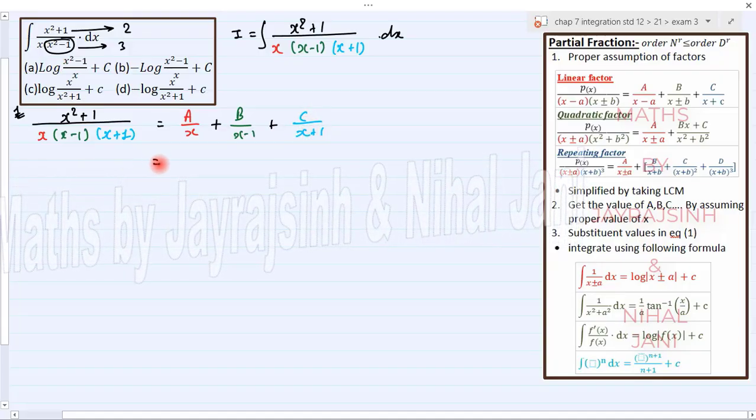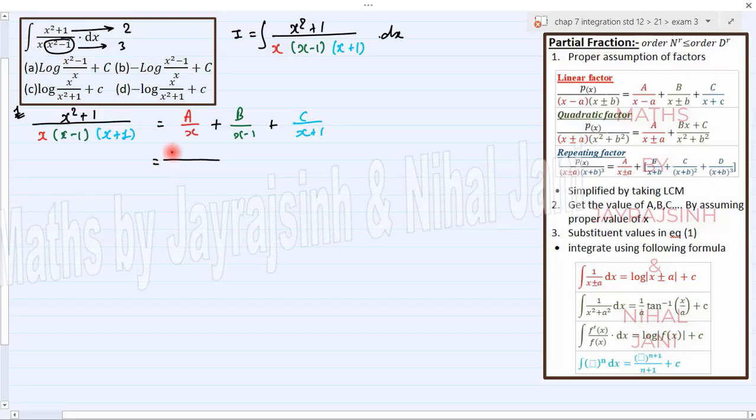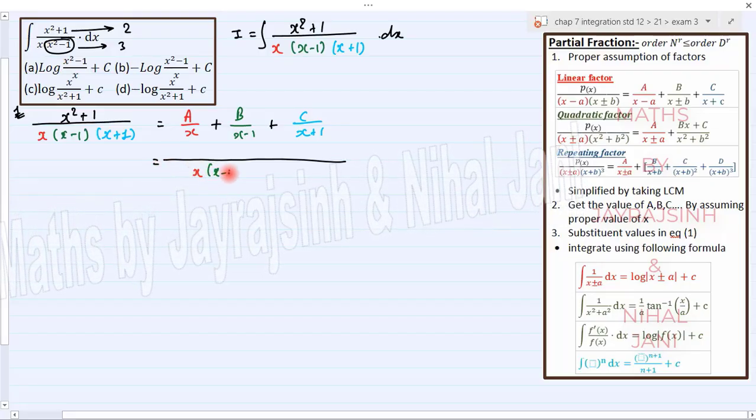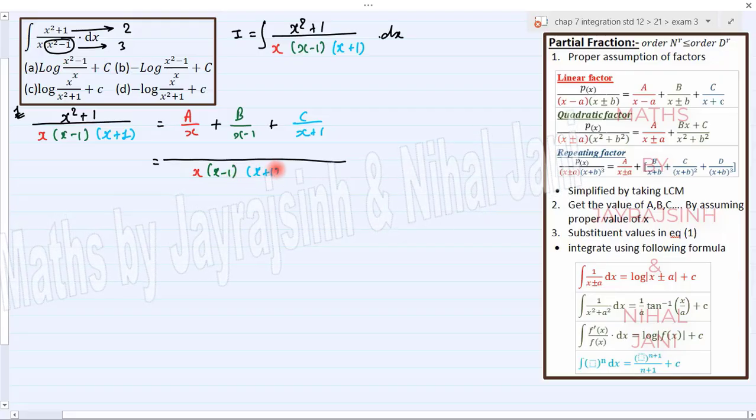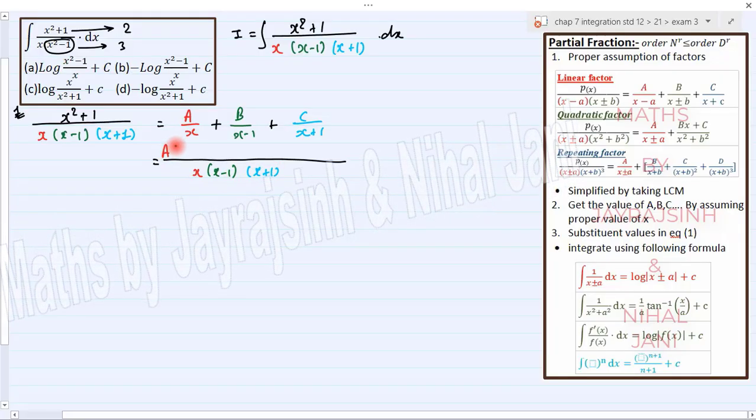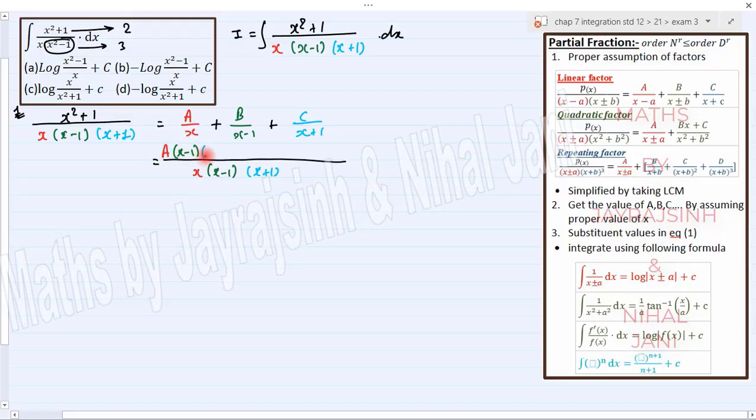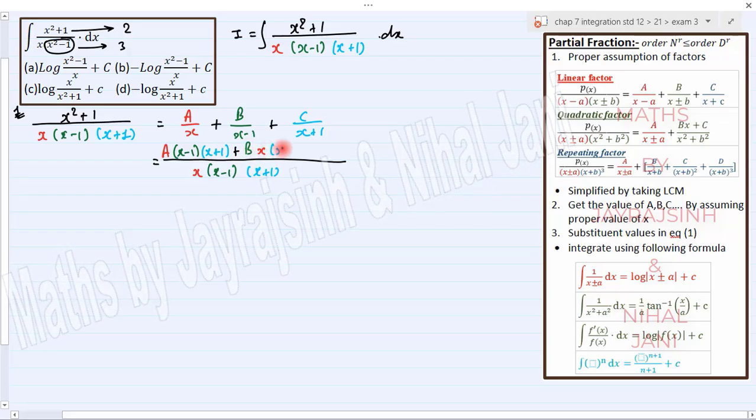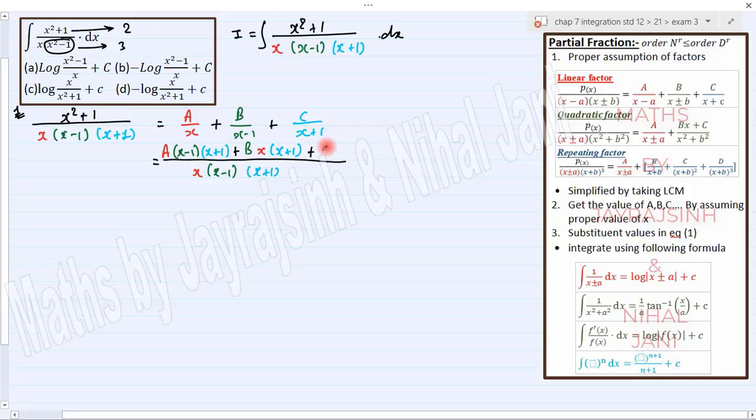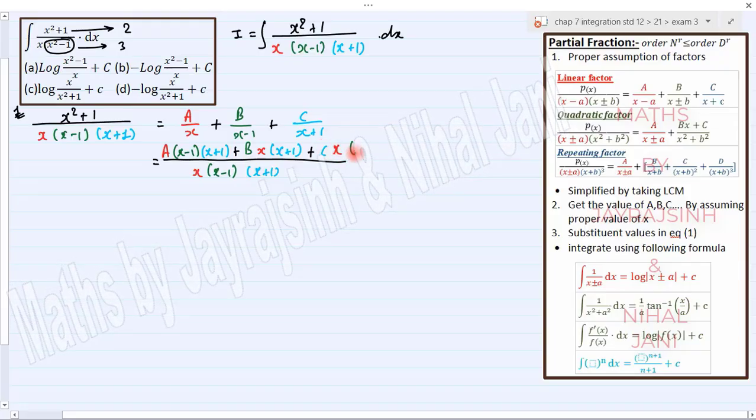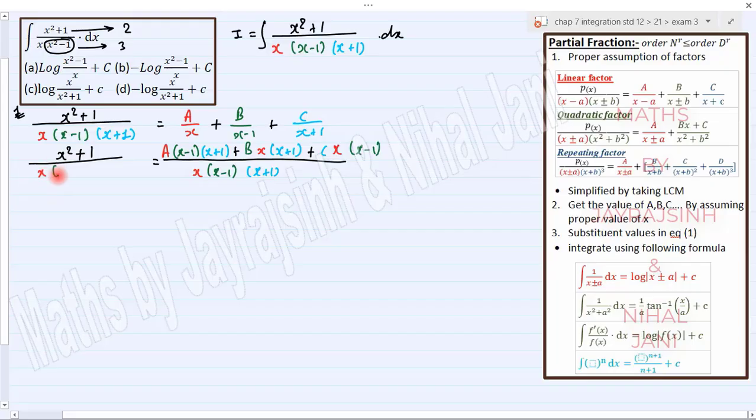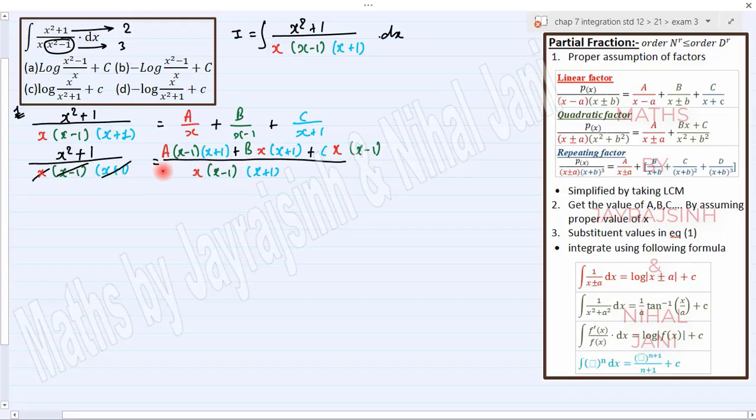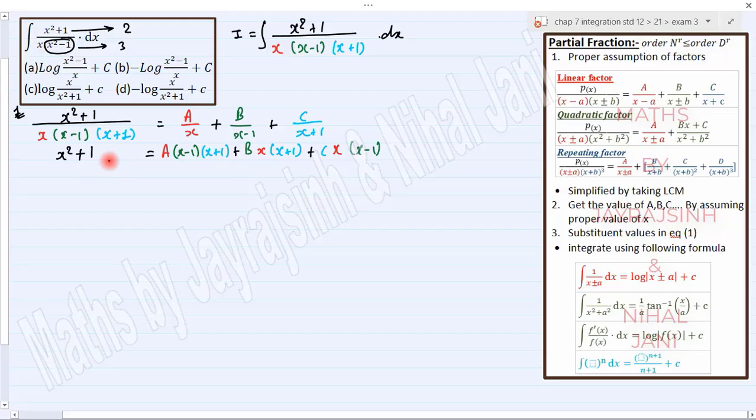Now to simplify right hand side, let's take an LCM of x, x minus 1 and x plus 1. So your A will multiply with x minus 1 and x plus 1. Your B will multiply with x and x plus 1, plus your C will multiply with x and x minus 1. Your left hand side will be as it is. In further simplification, we can cancel out x, x minus 1 and x plus 1 in denominator. So let's remove it. So here we complete our first step.